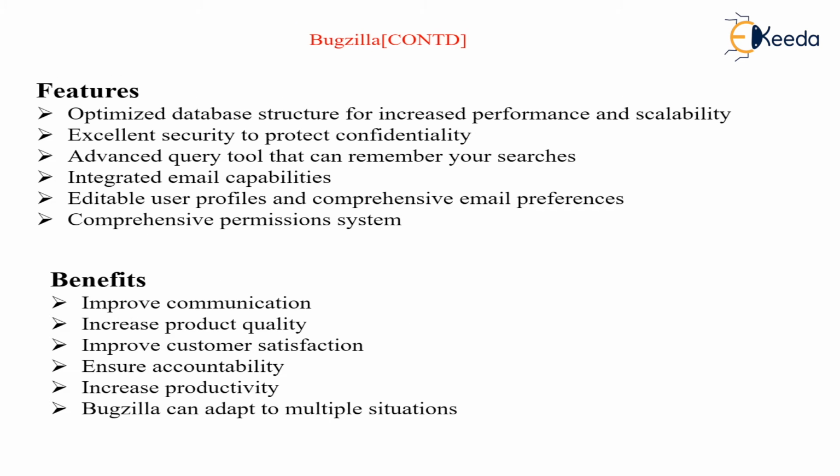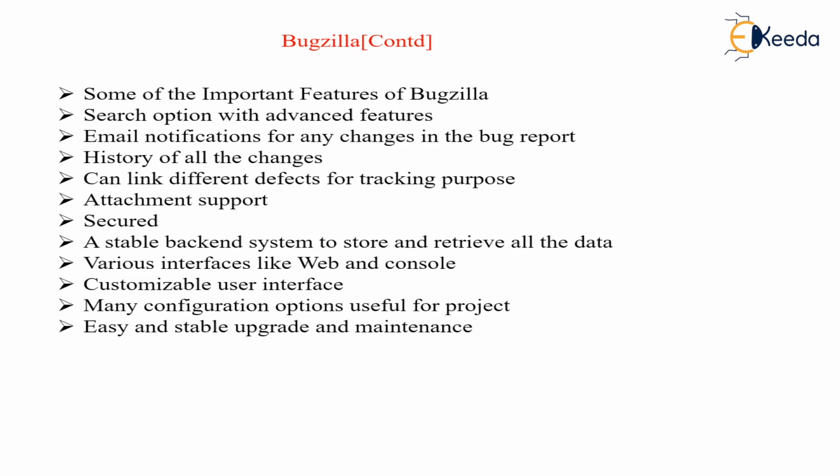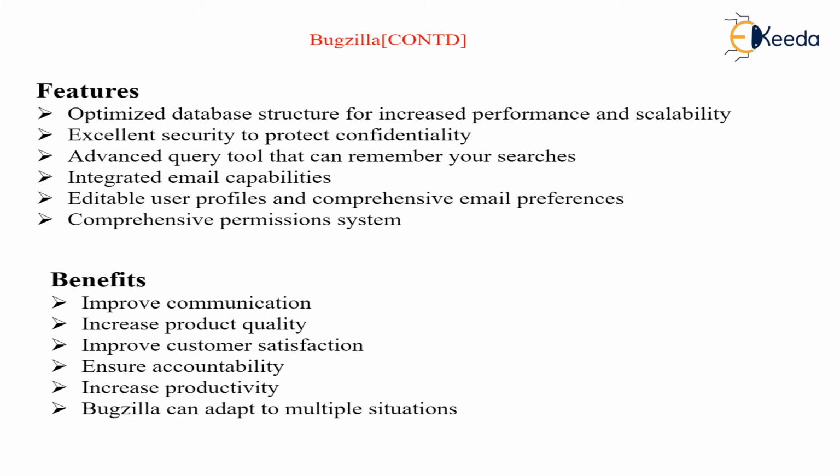Then we see the features. That was the important feature, and there are also some features which I mentioned on the next slide: an optimized database structure for increased performance and scalability. Of course, performance and scalability are among the measures it optimizes. Second, we have security to protect confidentiality. When I'm talking about the database, we have availability, confidentiality, and integrity. An advanced query tool also enhances your search capability. There are also integrated email capabilities, editable user profiles, and comprehensive email presence.